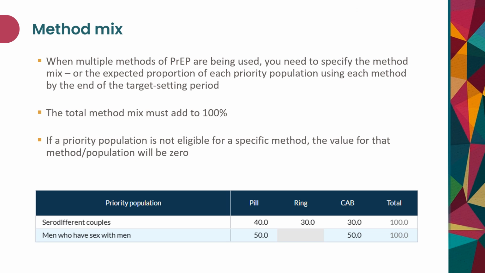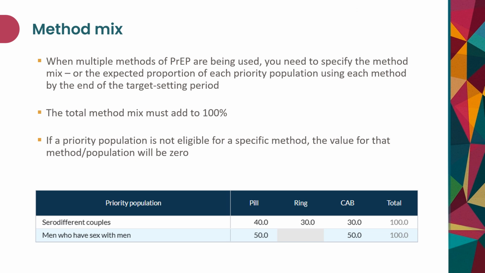Next, we turn to method mix. When multiple methods of PrEP are being used, you need to specify the method mix, which is the expected proportion of each priority population using each method by the end of the target setting period. Across all of your methods, the total method mix must add to 100%. If a priority population is not eligible for a specific method, and this was specified previously in the method section, then the value for that method will be 0 for that population.